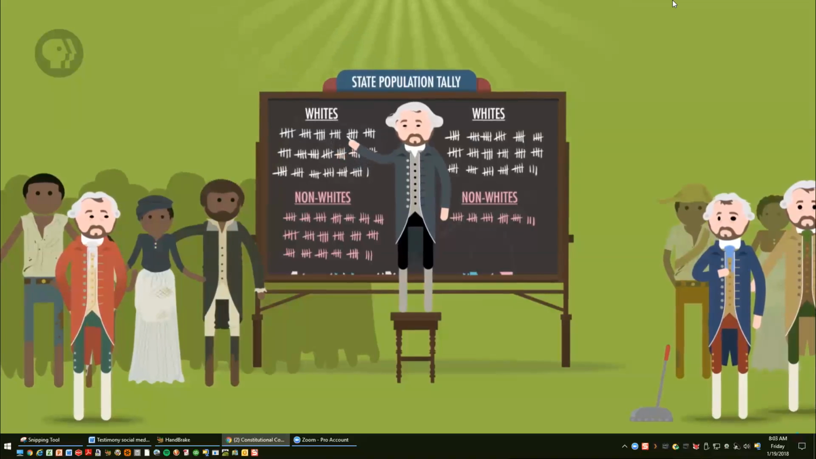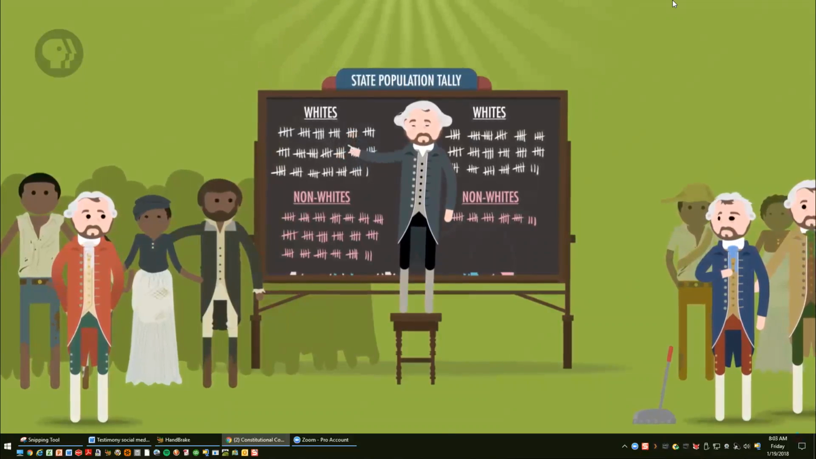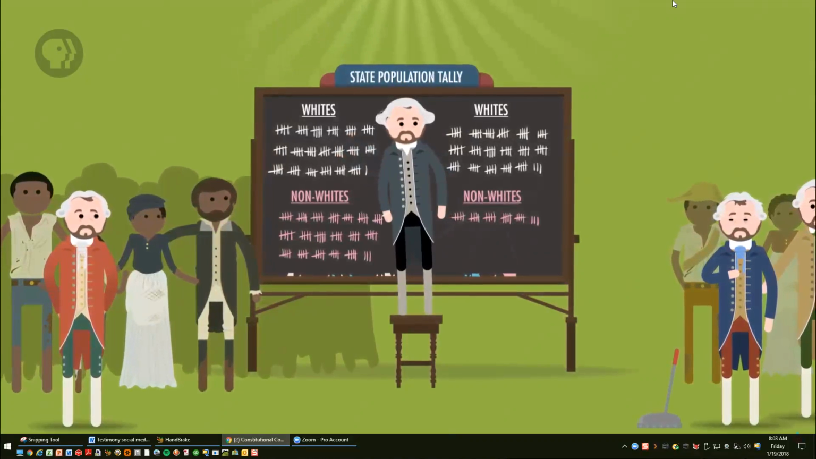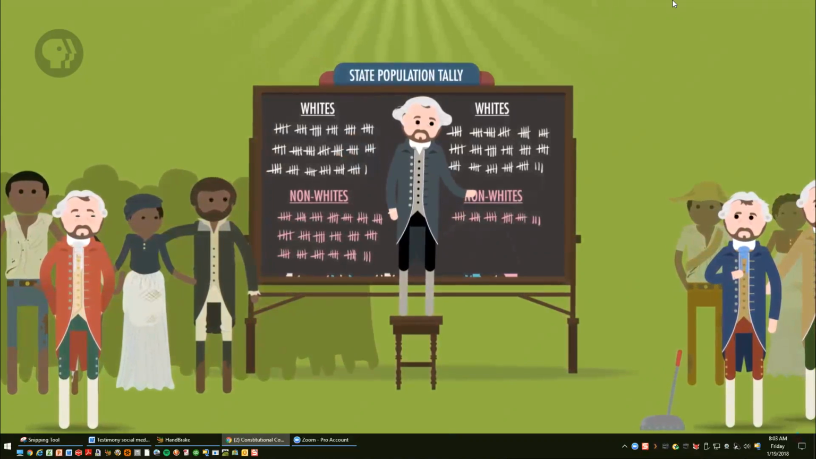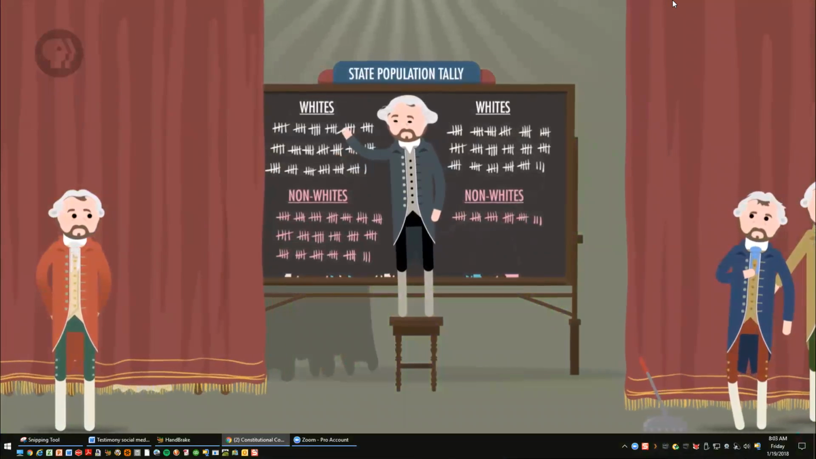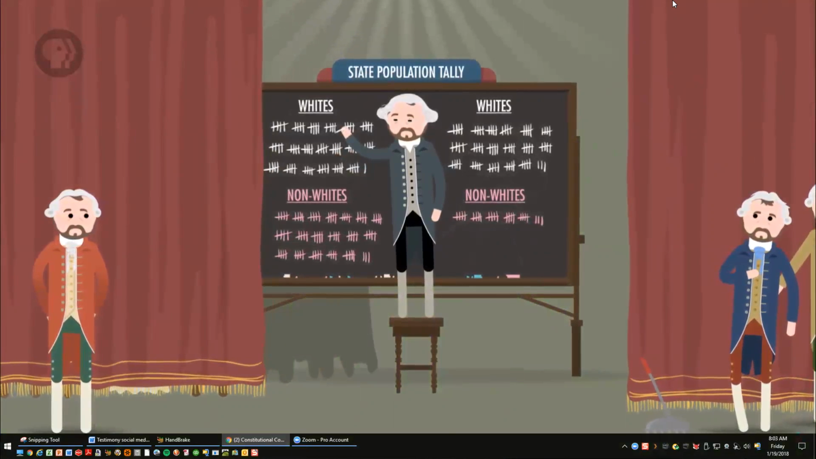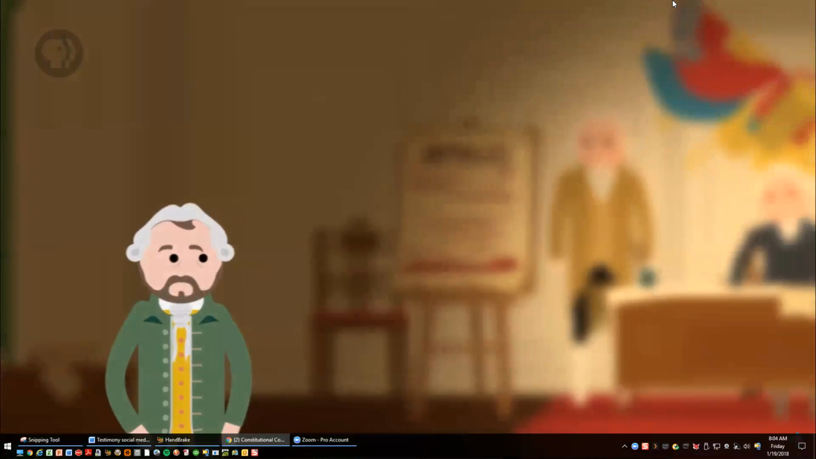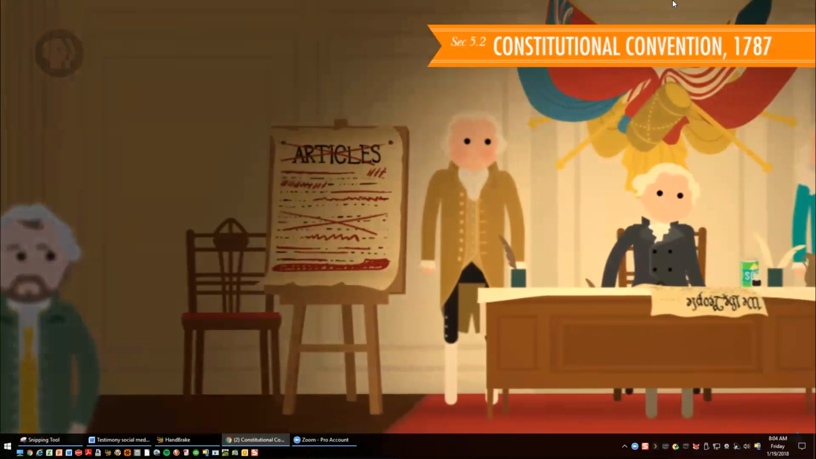The states with large slave populations like South Carolina and Virginia had a pretty big interest in counting these slaves for the purposes of determining representation. And the states with few slaves didn't want them counted at all, because this would mean that the white non-slave people in those states with lots of slaves would effectively be better represented than the white non-slave people in the states with few slaves. The delegates at the Constitutional Convention solved this problem with another compromise that was decidedly less great.